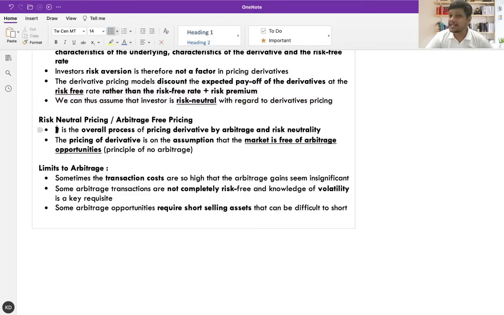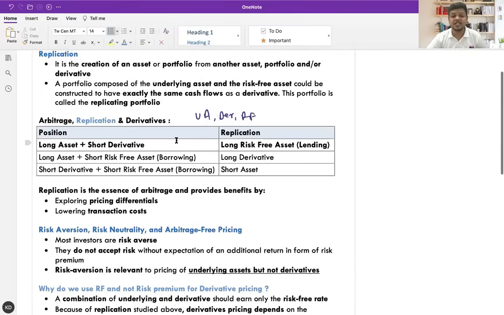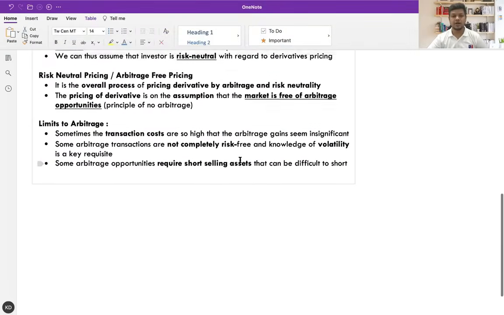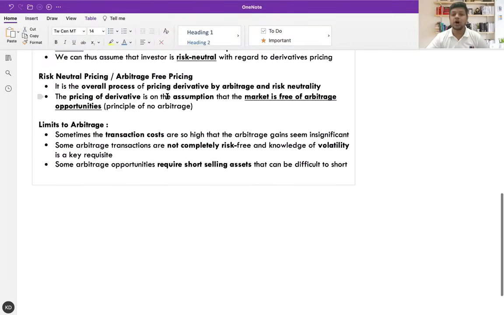So what is risk neutral pricing? It is the process of pricing derivatives by arbitrage and risk neutrality. Arbitrage means if these equations don't match, then there is an arbitrage opportunity. The pricing of derivatives is on the assumption that the market is free of arbitrage, which means there is no arbitrage opportunity, and therefore the only return that you're going to get is the risk-free rate of return.